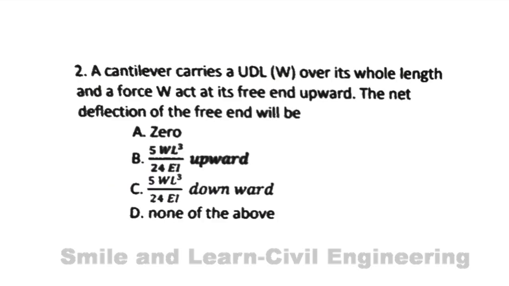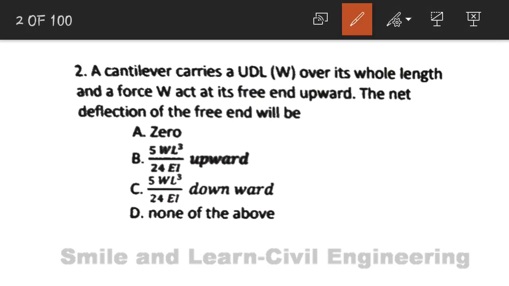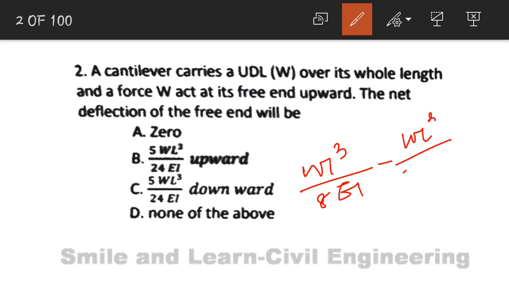A cantilever carries a UDL over its whole length and a force W acts at its free end upward. Now force W is acting upward, so net deflection at free end. Now you see, we all know that for a cantilever, if it is carrying UDL over whole length, that will be WL cube by 8EI, right? And upward force is a single point load, so point load deflection will be WL cube by 3EI.